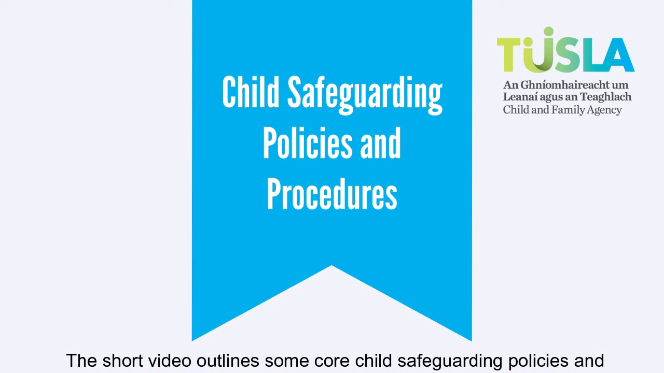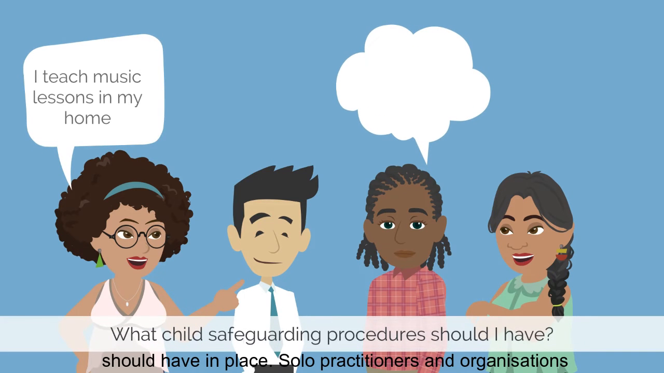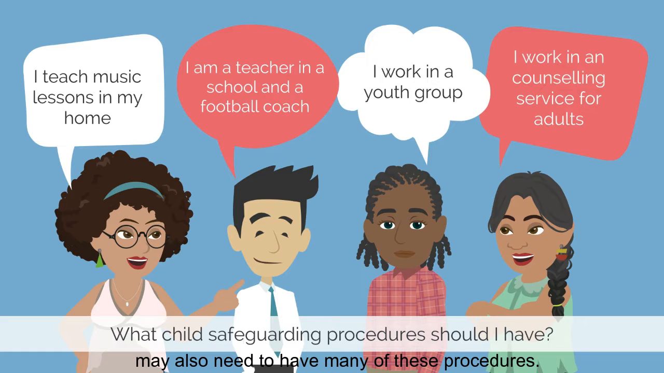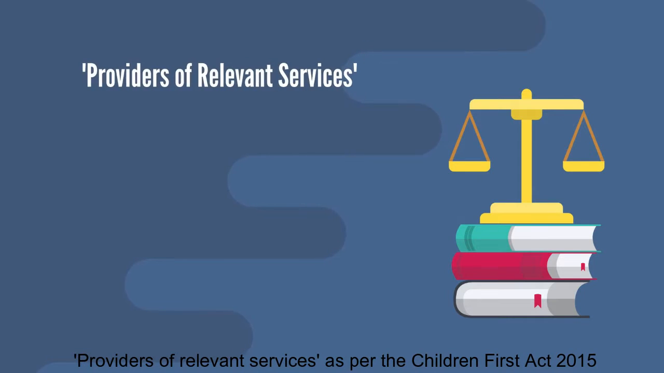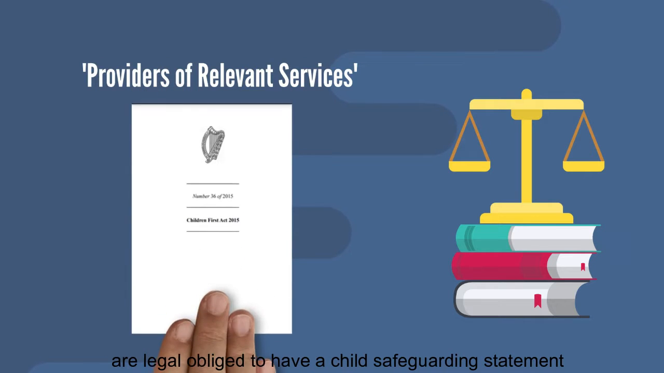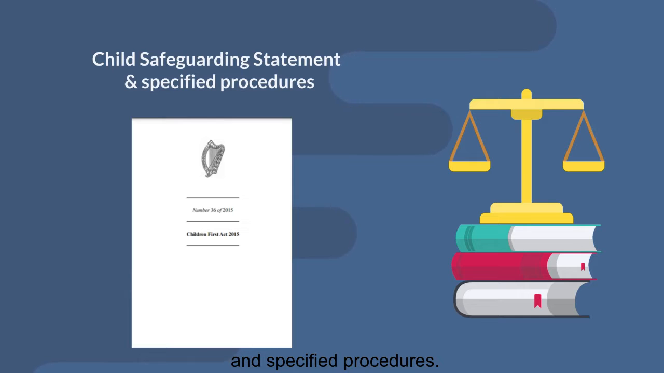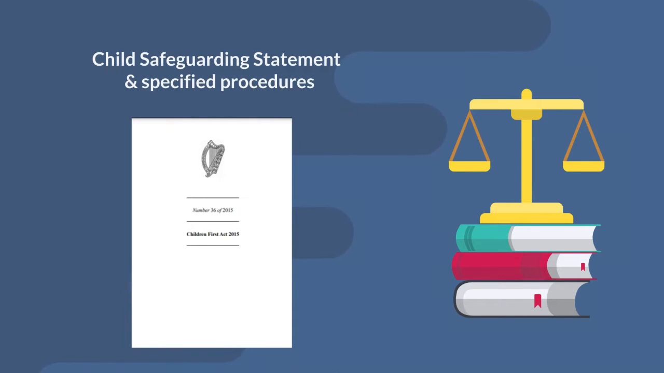This short video outlines some core child safeguarding policies and procedures that organisations working with children and families should have in place. Solo practitioners and organisations providing services to adults, such as homeless and addiction services, may also need to have many of these procedures. Providers of relevant services, as per the Children First Act of 2015, are legally obliged to have a child safeguarding statement and specified procedures. The specified procedures will be marked with a stamp like this.